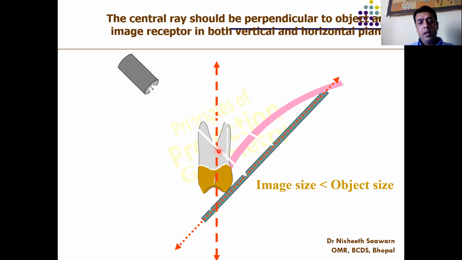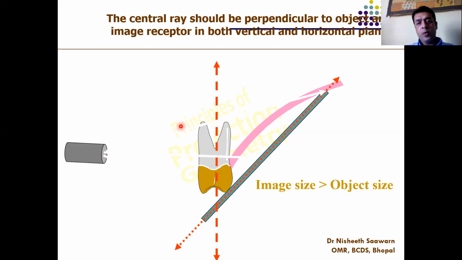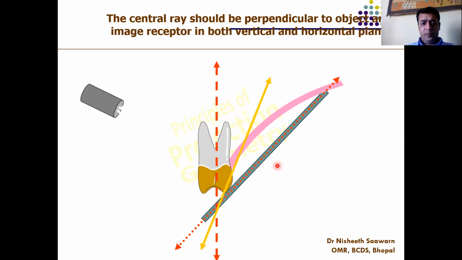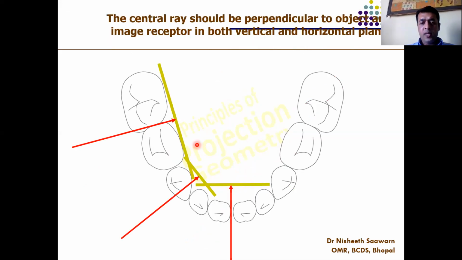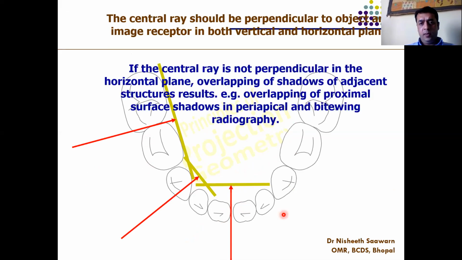And here, if it is not parallel, the image size is smaller than the object size. If it is not like this, the image size is larger. See, one ray is going like this, one ray is going like this, and the image is going to be this big. Okay, if we keep the film like this, then this is the bisecting technique, you forget it. And this is how it is in the horizontal plane. In every plane it has to be parallel to each other.